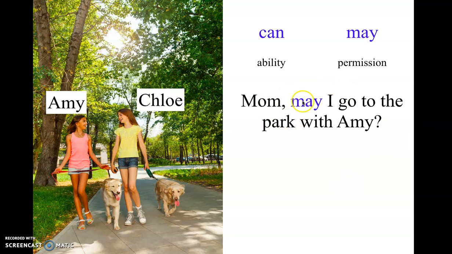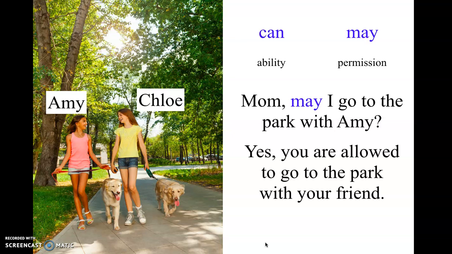Now, Chloe is not asking, is she able to do that? She's asking, is she allowed to do that? And Chloe's mom might say, yes, you are allowed to go to the park with your friend. So can and may. Now we have could, would, and may. These three, could, would, and may, are all about request. At least in this, what we're looking at now is about request.